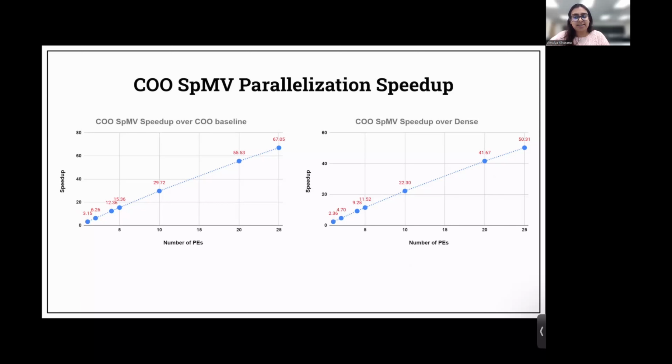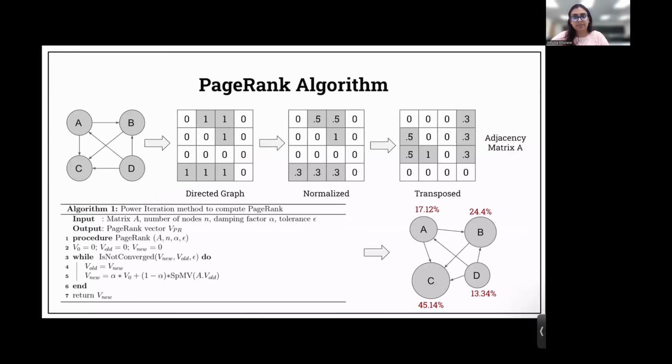Even with a single processing element, we see a speedup over both implementations, showing that our optimized implementation indeed results in beneficial performance. The PageRank algorithm used by Google Search to rank web pages in their search engine results is implemented as an iterative SpMV kernel.